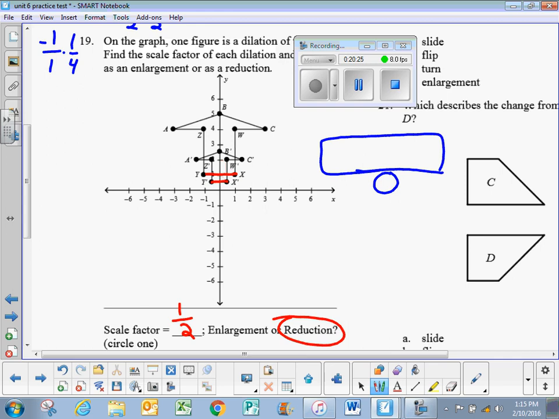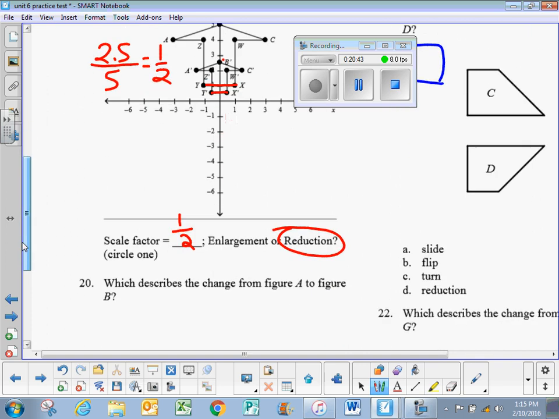Or we could do new over old. We could do our new coordinates over our old coordinates. Our new b is 2.5. Our old b is 5, and 2.5 over 5 reduces to 1/2. You can always find scale factor by putting new over old.